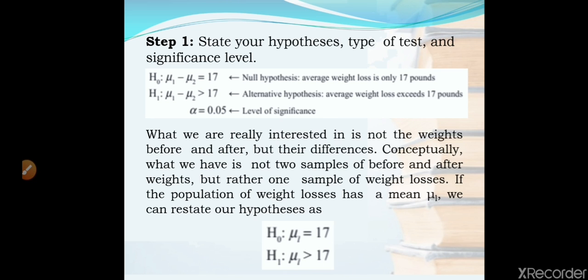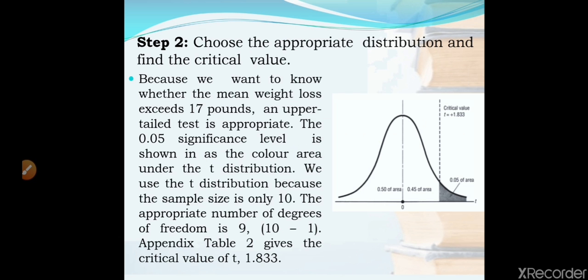So the first step is to state your hypothesis, type of test and significance level. We have now stated the hypothesis as the null hypothesis, mu L equal to 17, and the alternative hypothesis, mu L is greater than 17. Step 2 is to choose the appropriate distribution and find the critical value.